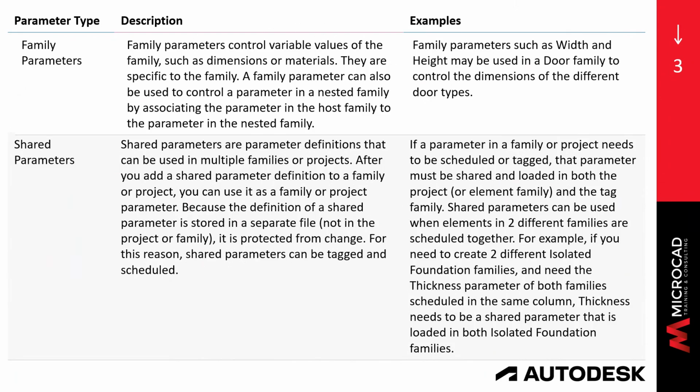Then we have shared parameters. Shared parameters are parameters that can be used in multiple families. Shared parameters can be added in a family or to a project. Shared parameters are stored in a separate file. They are stored in a TXT file. Every Revit session can only look at one shared parameter file at a time, but shared parameters can be used for tags and they can be used for schedules.